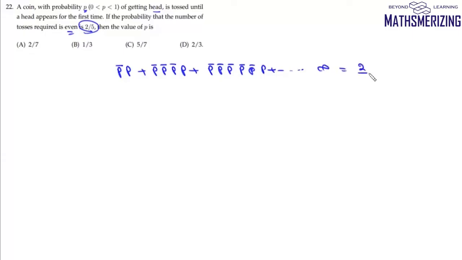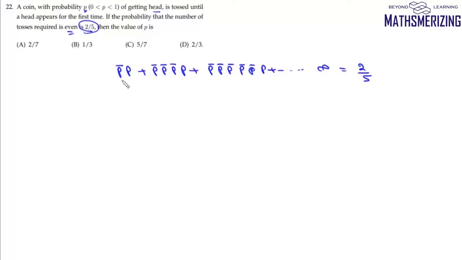Now question number 22 is, a coin with probability P of getting heads is tossed until a head appears for the first time. If the probability that number of tosses required is even is 2 by 5, we need to find value of P. Now we know that if the number of tosses required is even, then it should be either not head and then head at the second toss, or not head, not head, not head, and then heads at the 4th turn, or heads at the 6th turn, and this series will continue up to infinity, and this probability must be equal to 2 by 5.